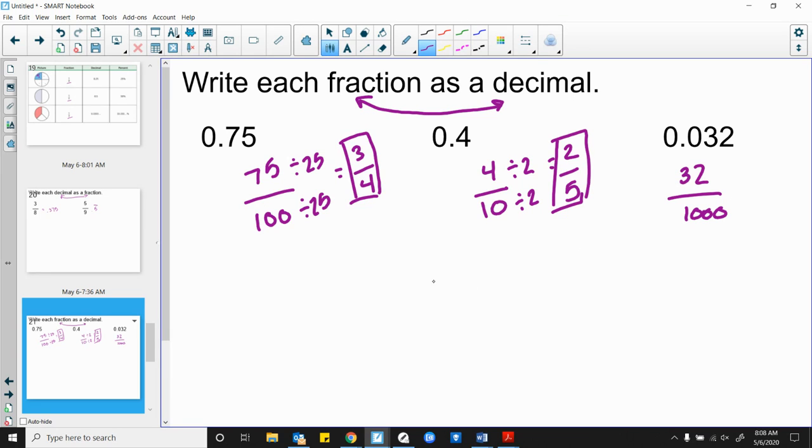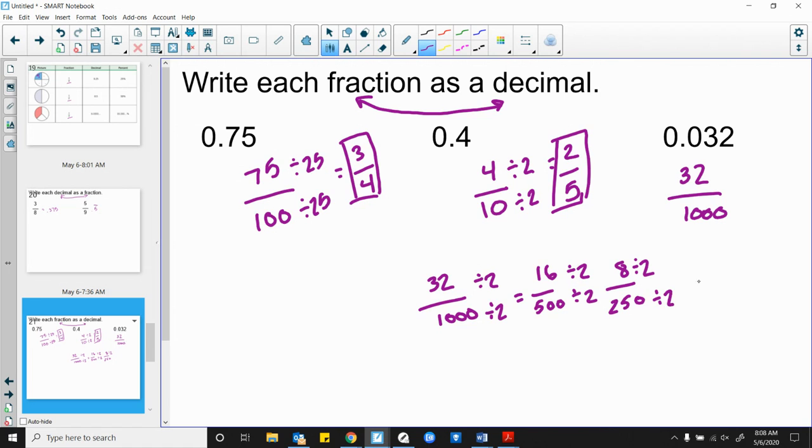2 each time. Okay, so if I have 32 over 1,000, and I divide by 2, I'm going to get 16 over 500. That's still, I can divide by 2 again, and I get 8 over 250. Oh, well, guess what, Mr. Spot? I can divide by 2 again. Divide by 2, I get 4 over 125. That right there is the simplified fraction, 4 over 125.